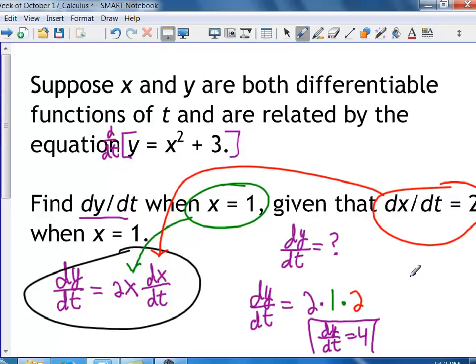So basically what you're going to do is what we did on the last page. Hopefully it made some sense. And then you're going to plug in some stuff and find one of the missing things. It could be dx/dt that you're finding, it could be x that you're finding, it could be anything. But you're going to have all the missing information except for that one thing.